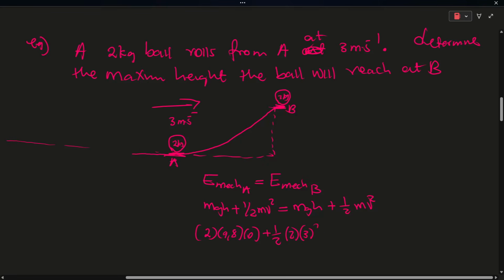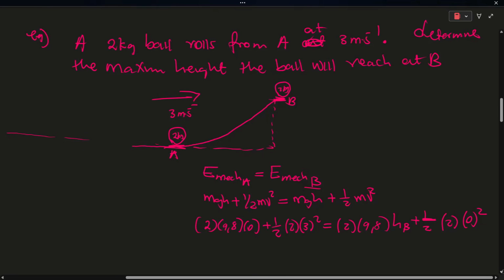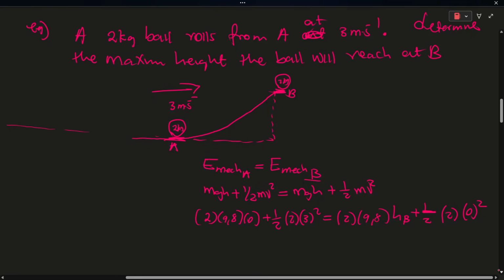Plus 1 over 2, 2. What is the velocity? It's 3. Okay. What is the mass? It's 2, g is 9,8. What is the height at B? That's what we are looking for. This side is for B. Plus 1 over 2 mass, it's 2. What is the velocity at the maximum height? It's 0. Don't forget, velocity at the maximum height is 0. So, which simply means that the answer that we're going to get on the left will be 9, because here it will be 0 plus 9.